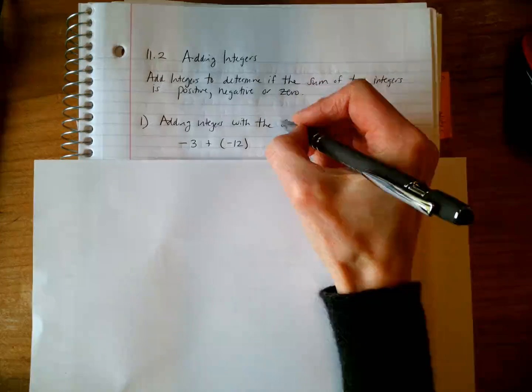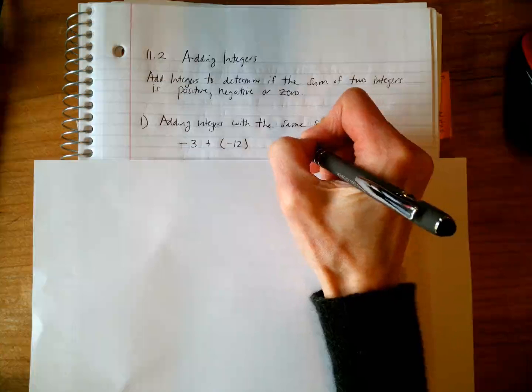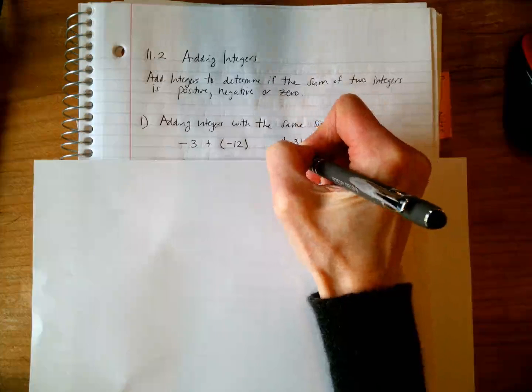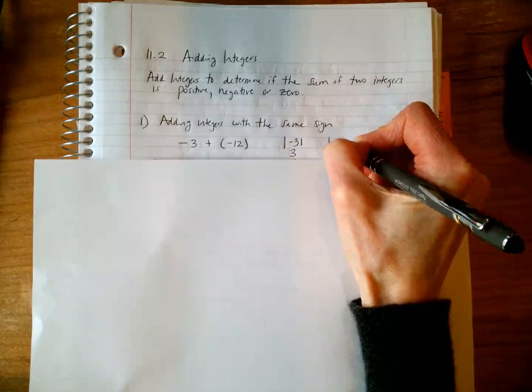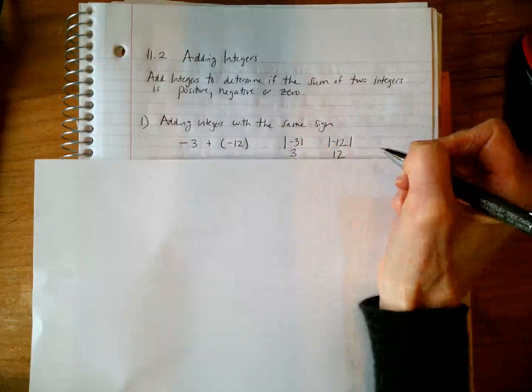For the first example, we're going to add integers with the same sign. When you're looking to add integers with the same sign, we are going to be talking about absolute value, just like we were learning about in 11.1. So we're going to look at the absolute value of -3 and the absolute value of -12. The absolute value of -3 is 3, and the absolute value of -12 is 12.